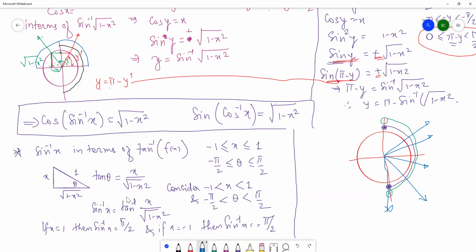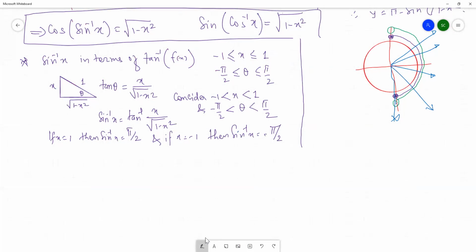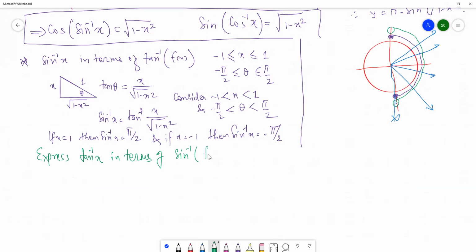So, okay, this is a good question. Now, having done this, express tan inverse x in terms of sine inverse f of x.